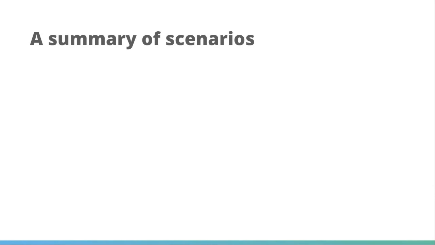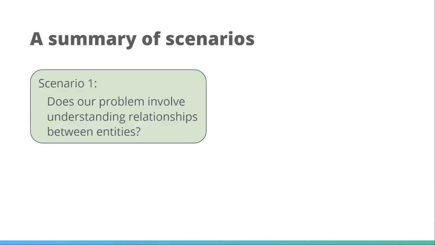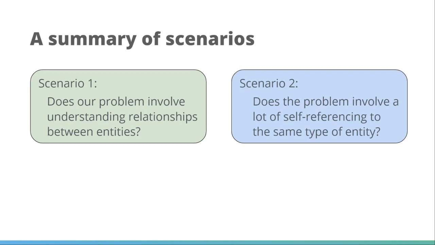So I've gone through these 4 scenarios and we're just going to quickly recap those. Scenario 1, does our problem involve understanding relationships between entities? This is the kind of thing we would see in recommendations, next best actions, and so forth. Scenario 2, does the problem involve a lot of self-referencing to the same type of entity? This was the example where we're looking at an organizational hierarchy, and you can incorporate things like dotted lines and so forth, if we're looking at friends of friends.